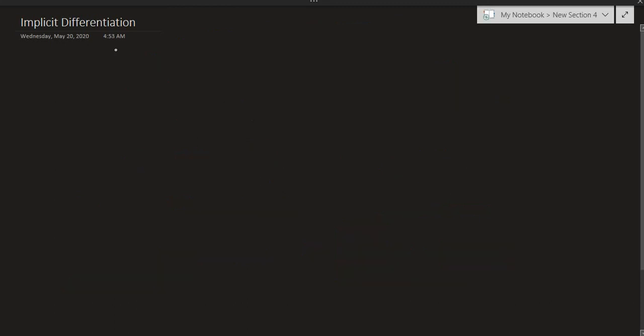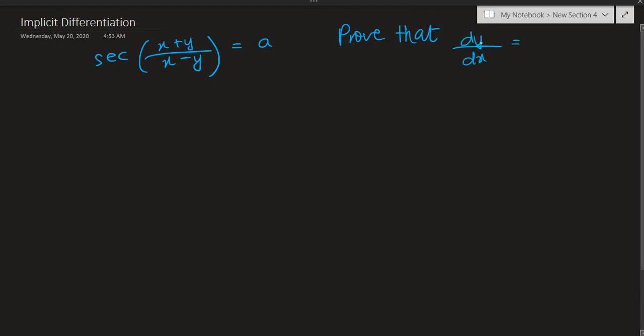Okay, let's do a proving question now. So we have the secant of x plus y divided by x minus y being equal to a constant a. We need to prove that dy over dx is going to be y over x. So we need to prove this.